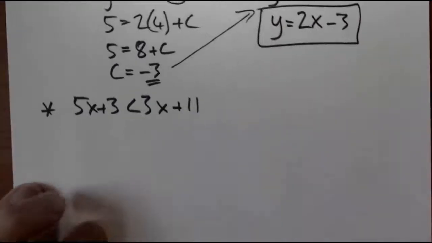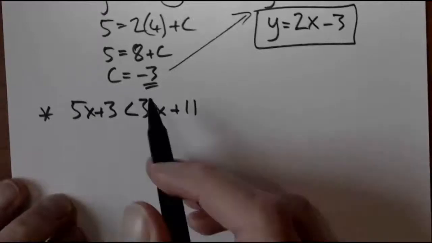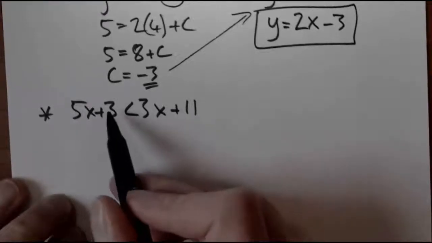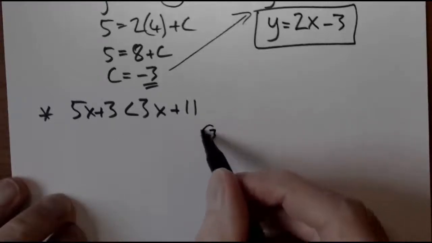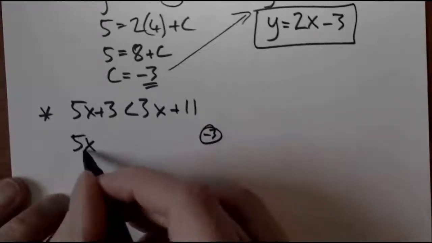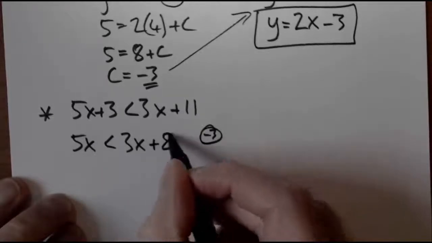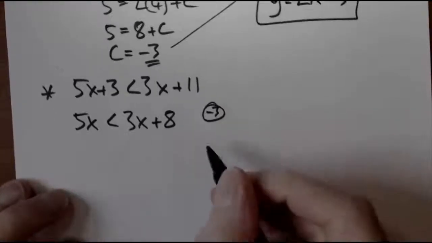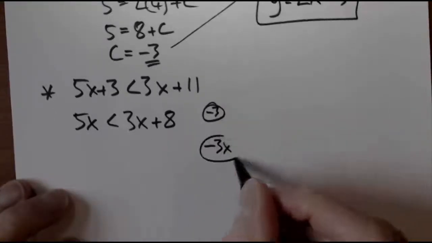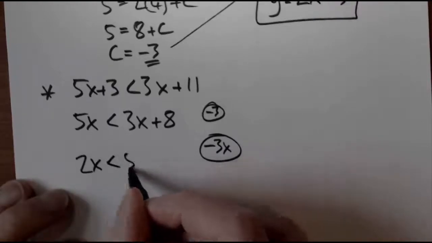This one is an inequality, so you just solve it the same way you would a normal equation. We've got 5x plus 3 is less than 3x plus 11, so we're going to subtract 3 away from both sides, so we end up with 5x is less than 3x plus 8, because we take away 3 from that side. We're then going to get rid of the 3x there, so we're going to subtract 3x, which gives us 2x is less than 8.